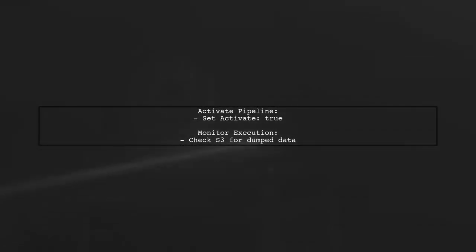Finally, activate the pipeline and monitor its execution. Once it's running, you should see your RDS data being dumped into the specified S3 bucket.